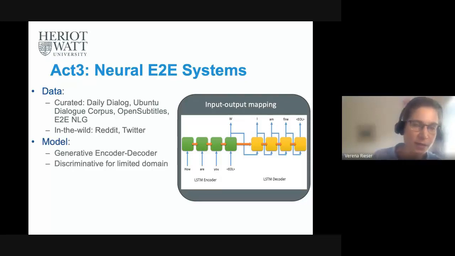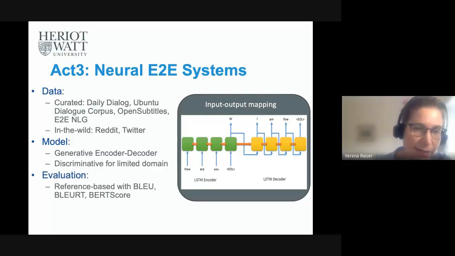Then, as I mentioned, for the model we've got generative encoder-decoder architectures, also called sequence-to-sequence models. And for some domains, you also have discriminative models. These are re-ranking models where you've got a limited number of possible replies, and you just learn to re-rank to the right reply in the right context.